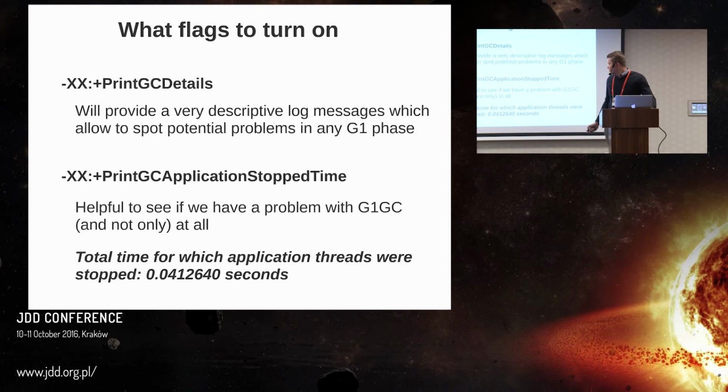And the print GC application stop time, this is the flag that I'm recommending to everyone who is not a garbage collection specialist. But if you want to spot whether you have any problems with garbage collection, or if there is any place for optimization, I recommend enabling this flag, then grabbing the log. If you have something in the stop times that is, let's say, bigger than 2 seconds, then you can definitely make it better with G1.